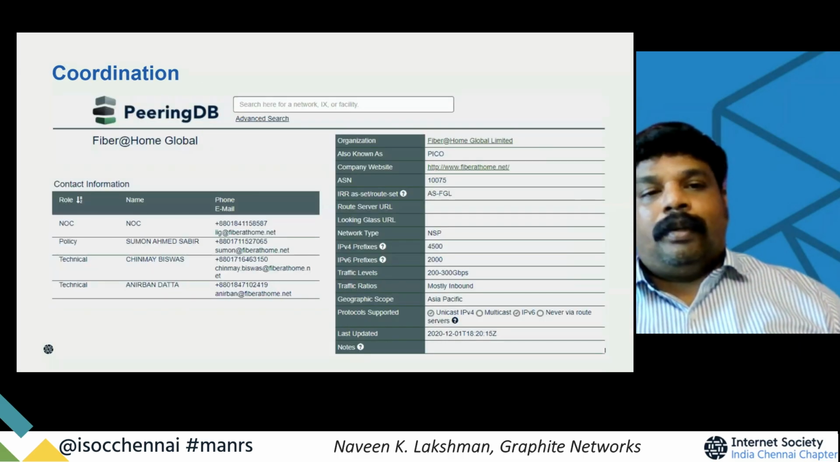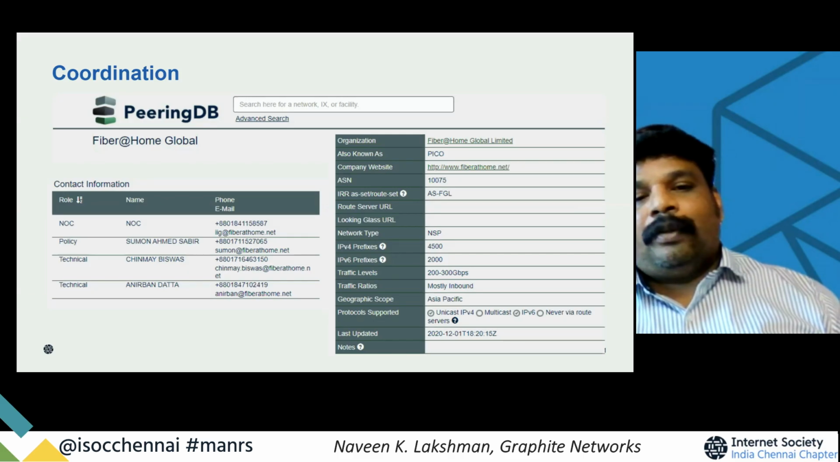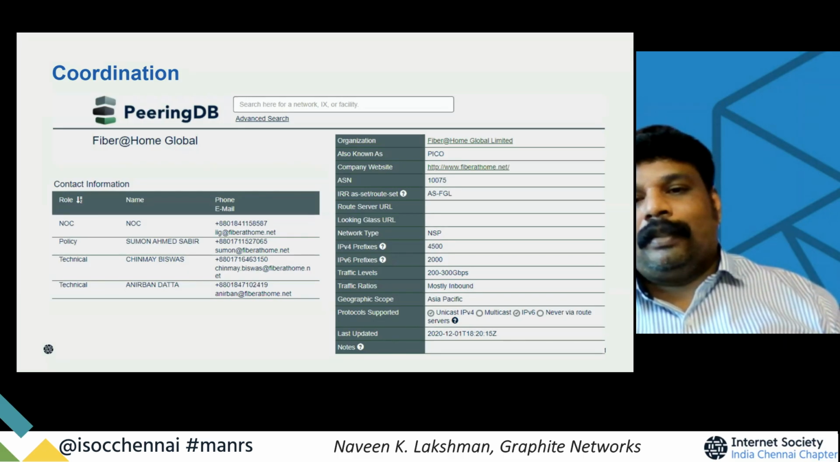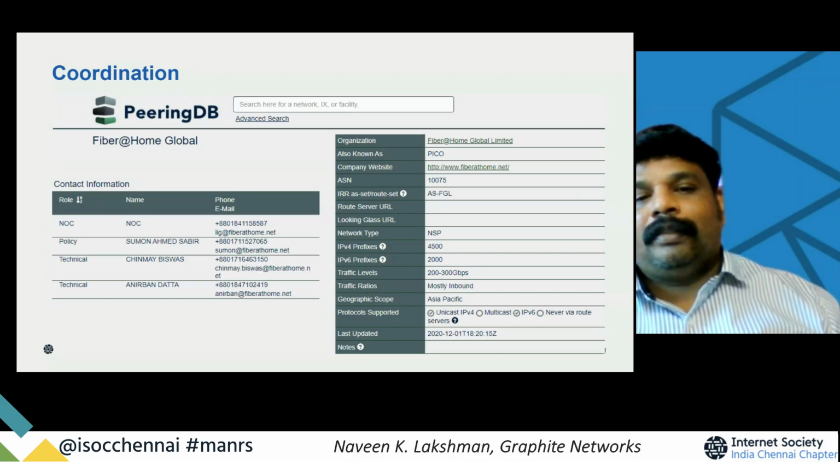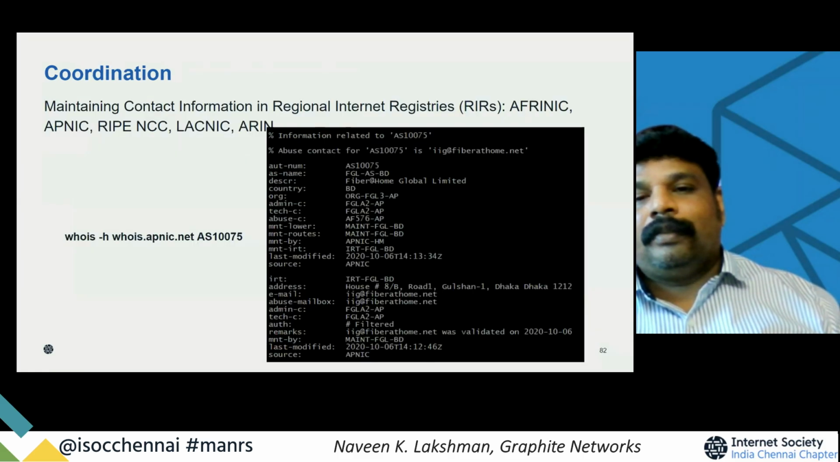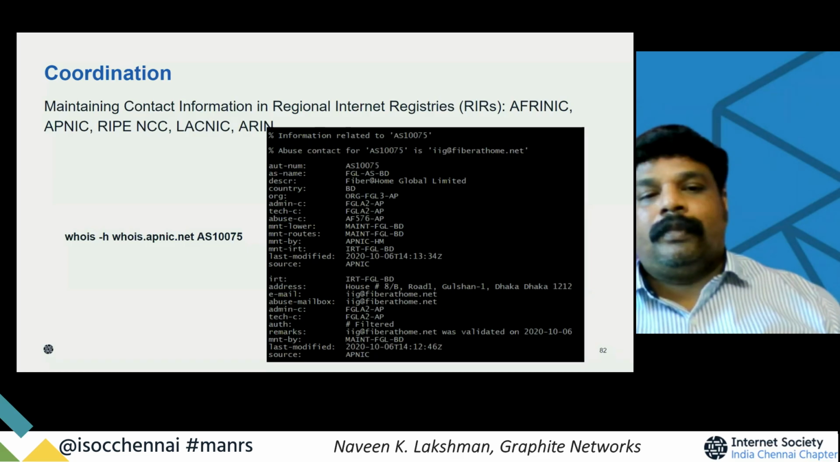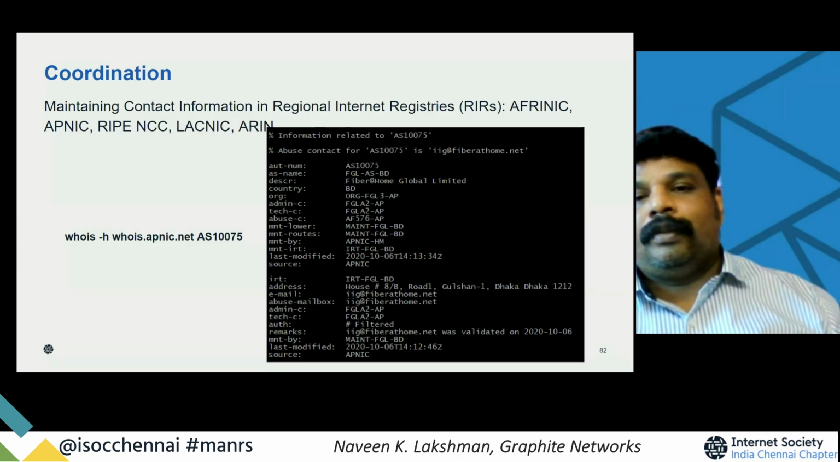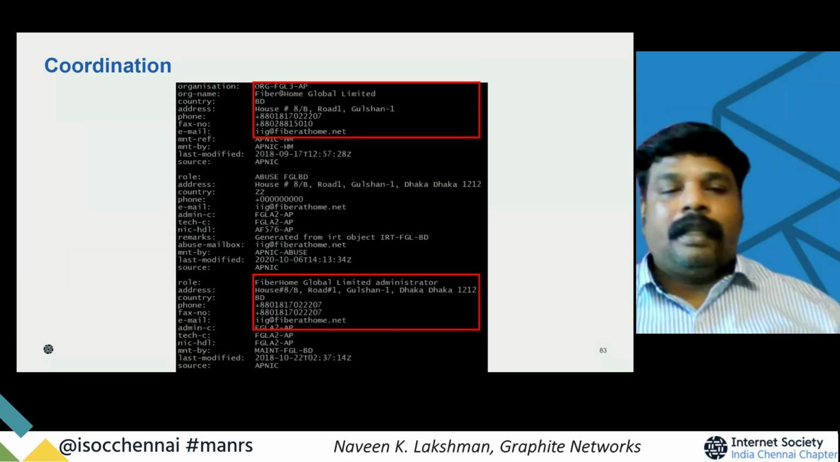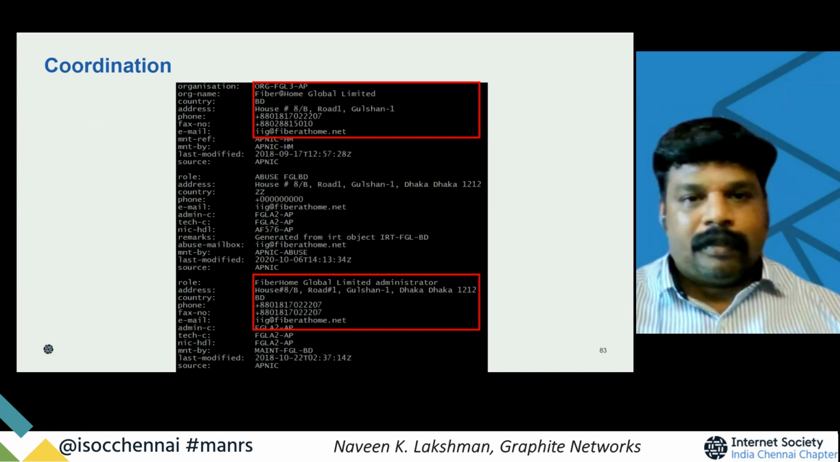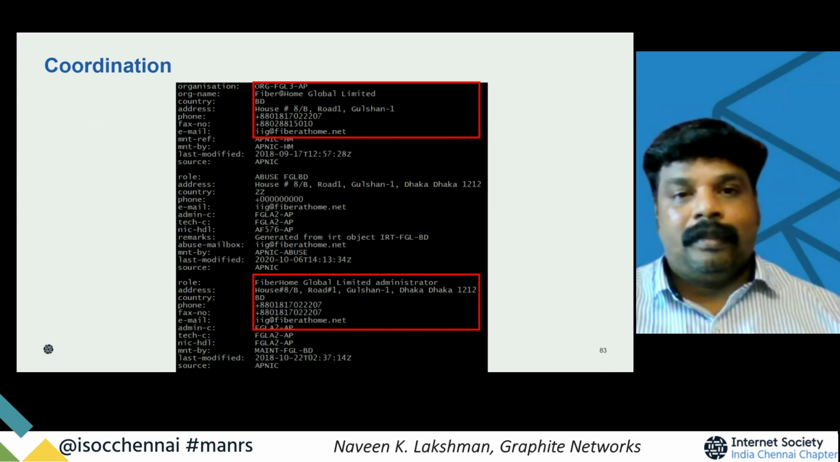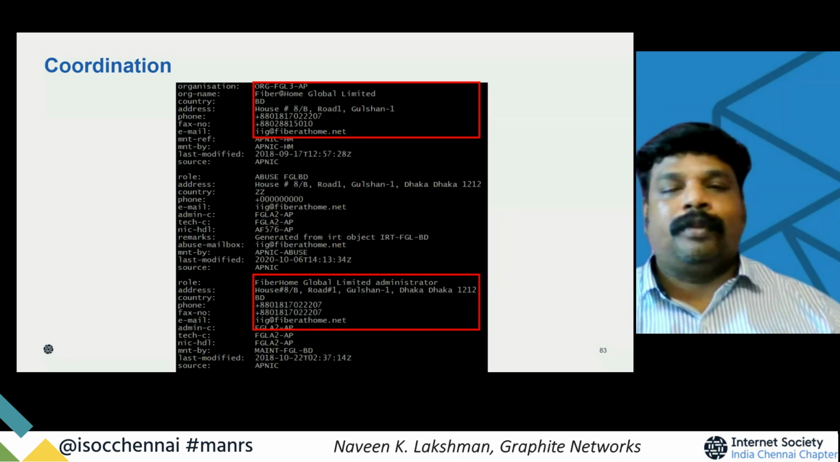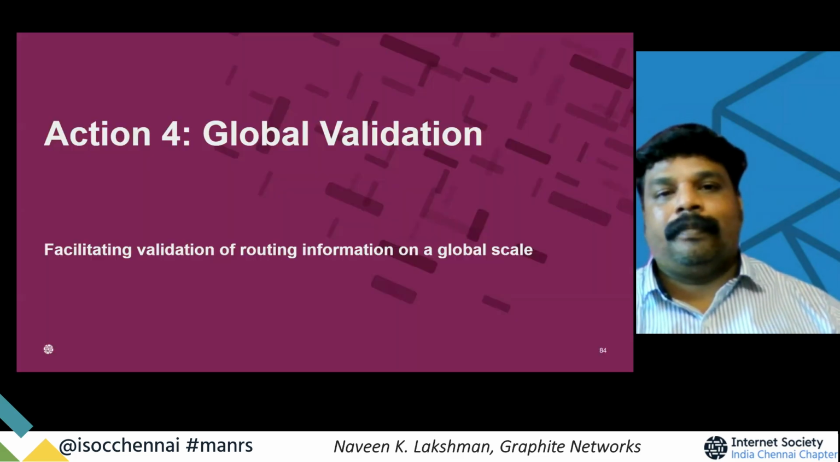So this is how you update on PeeringDB. This is Fiber at Home Bangladesh. They have a NOC team, policy team, technical team, etc. The contact phone numbers, emails, names. If you do a WHOIS on that AS, you can get the information as well. They are a MANRS participant, and our MANRS ambassador happens to be working with Fiber at Home. Most of the examples are taken from them.